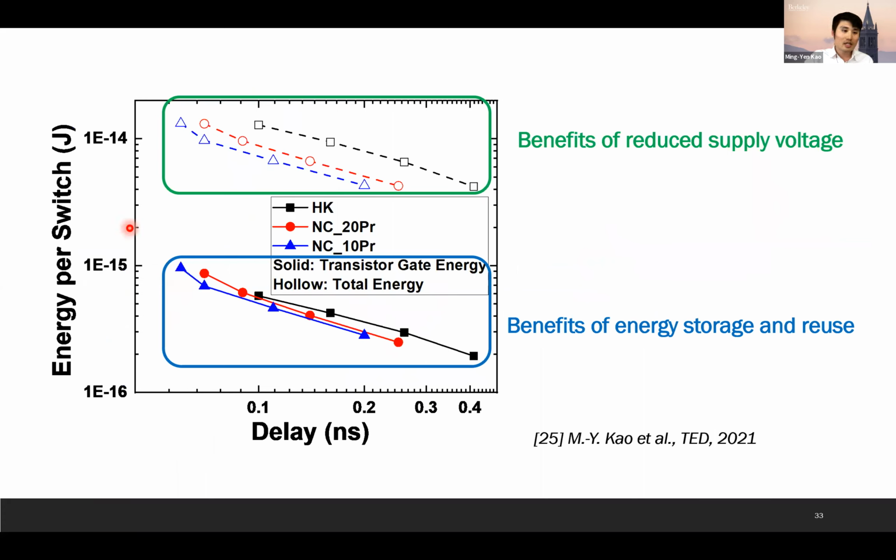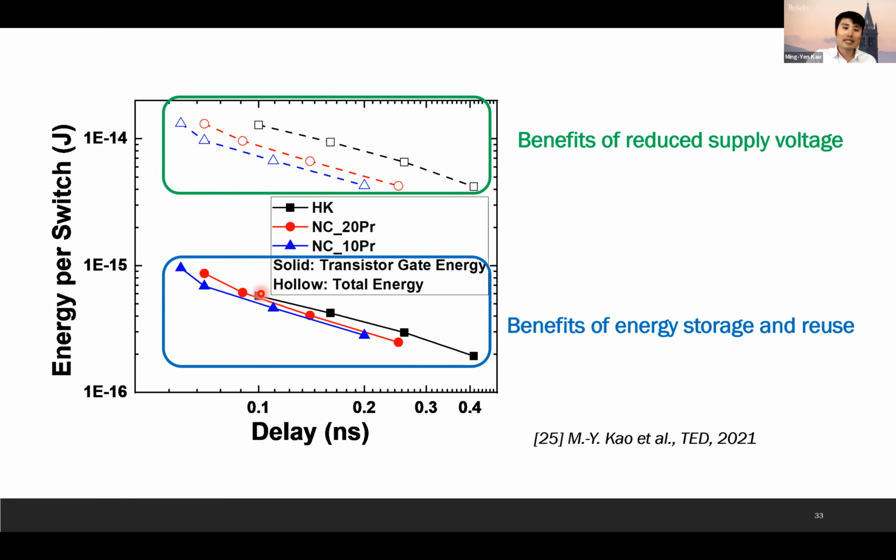If we look at this energy per switch, we can think of it as energy consumption per clock cycle in the computer. The x-axis is the delay, the inverse of the speed. More delay means the computer is slower, and less delay means the computer is faster. We can see the trade-off under the same technology. That's this black line: with more delay, a slower computer, we can save more energy, and with a faster computer, we will consume more energy.